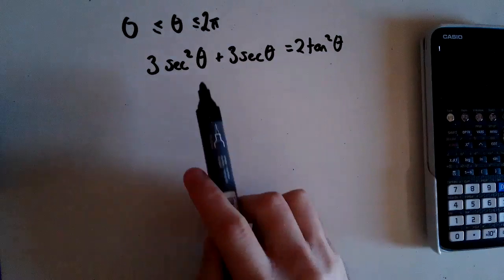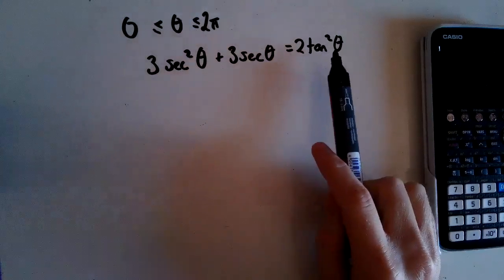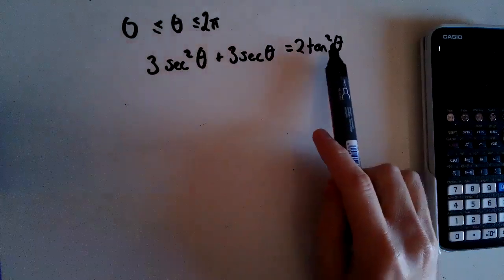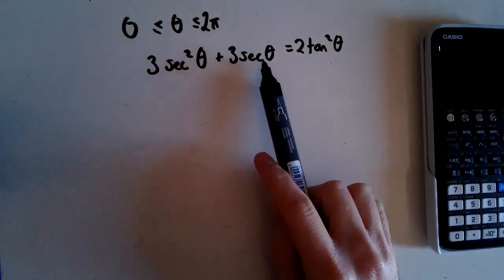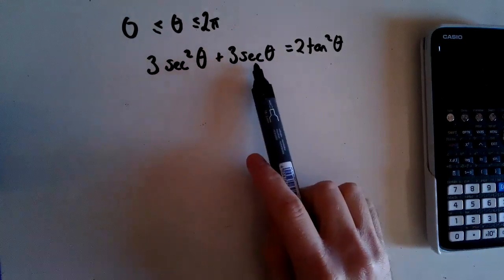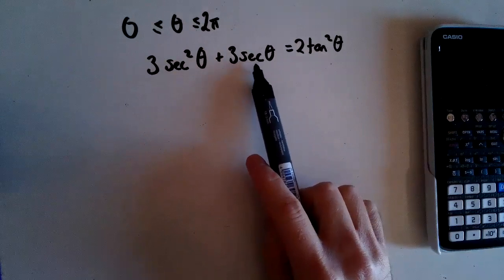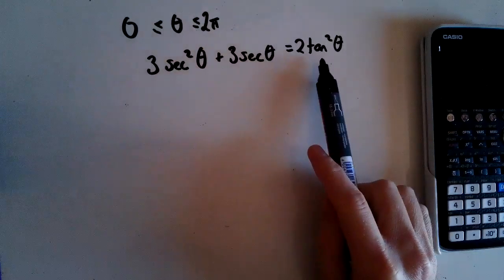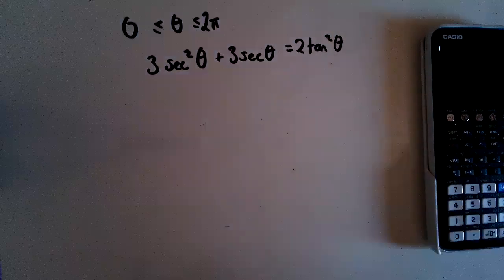Okay, well, you should notice that that's sec squared, that's tan squared. You can change anything that's got a squared in, but we can't change stuff that's got no squares in. So sec has to stay sec, so it makes sense to change everything in terms of sec. So I'm going to change the tan squared there.